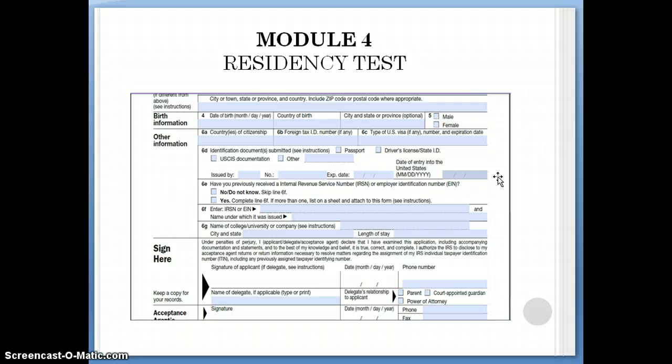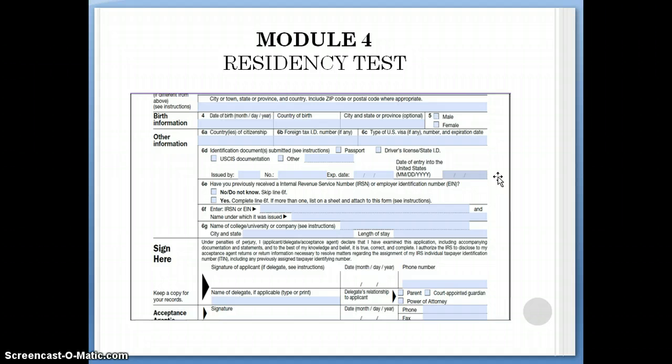In order to be eligible to file a Form 1040, the primary taxpayer must be a resident alien for tax purposes. Don't be confused by the term resident alien. We're not talking about immigration status here. A lot of us think that a resident alien is someone who has a green card, or in other words, the person is a legal permanent resident. But a resident alien for tax purposes has a different definition than a legal permanent resident.